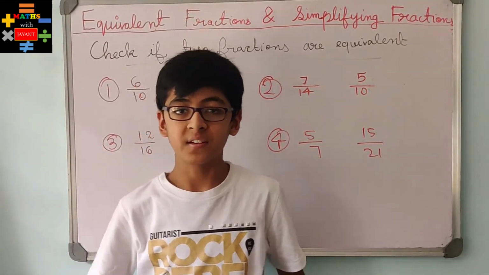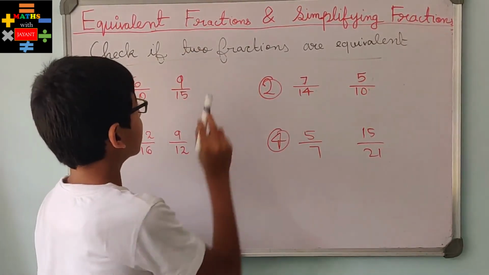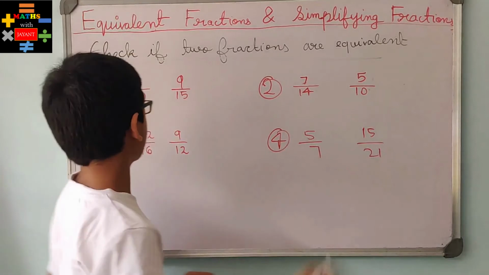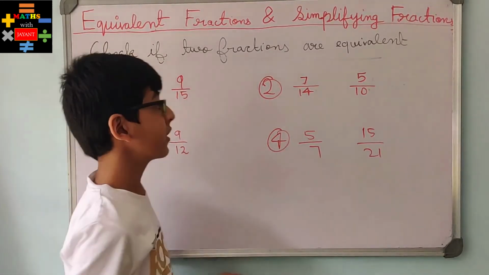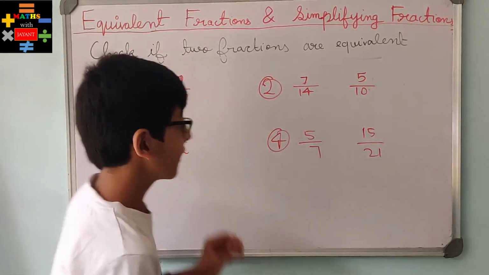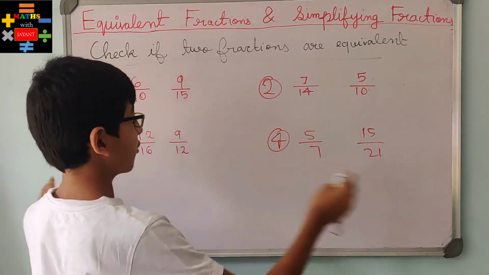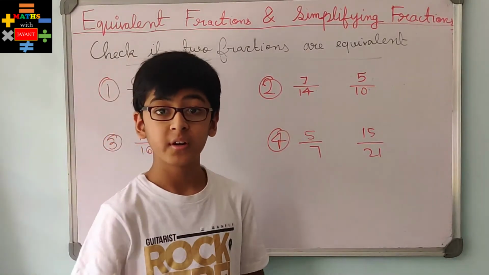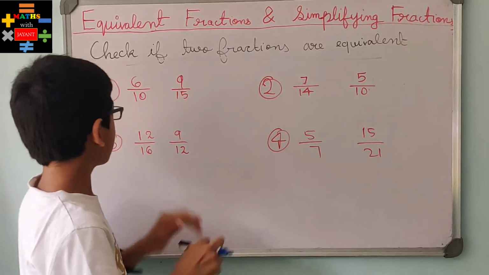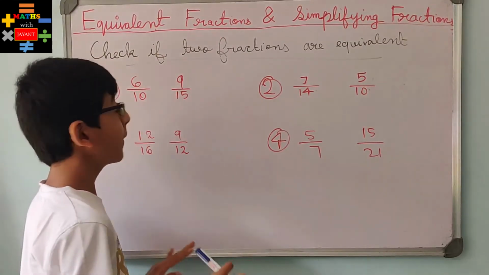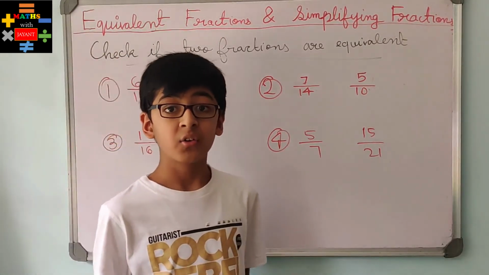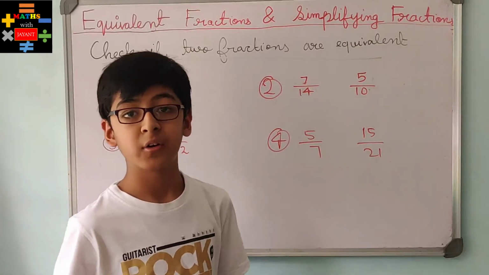So let's see. Over here we are going to check if the two fractions are equivalent. 6 by 10 and 9 by 15 are equivalent or not. Like this we are going to check if these fractions are all equivalent or not. So let's solve. Let's start with the first question. 6 by 10 and 9 by 15. How do we check if these two are equivalent?